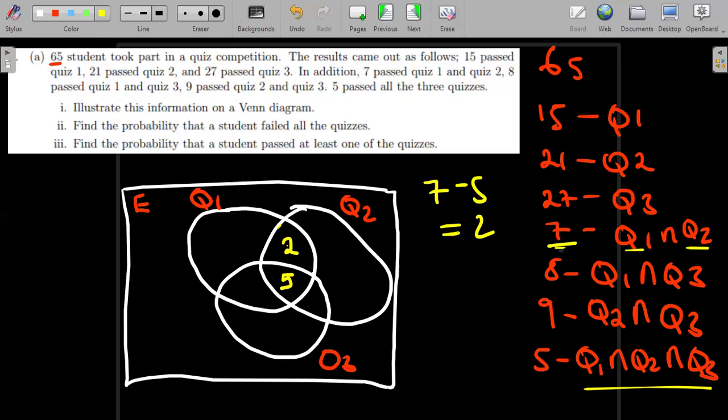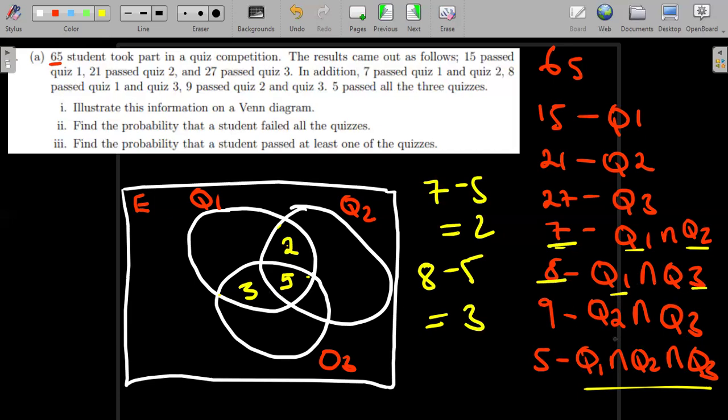Then we go on to quiz 1 and 3. So quiz 1 and 3 is from here to there, this intersection here. So they're telling us that 8 managed to pass both quiz 1 and quiz 3. So we already have 5 here, meaning when we say 8 minus 5, we'll get 3. So here we must have 3, such that this intersection between quiz 1 and 3 gives us the 8 that managed to pass quiz 1 and 3.